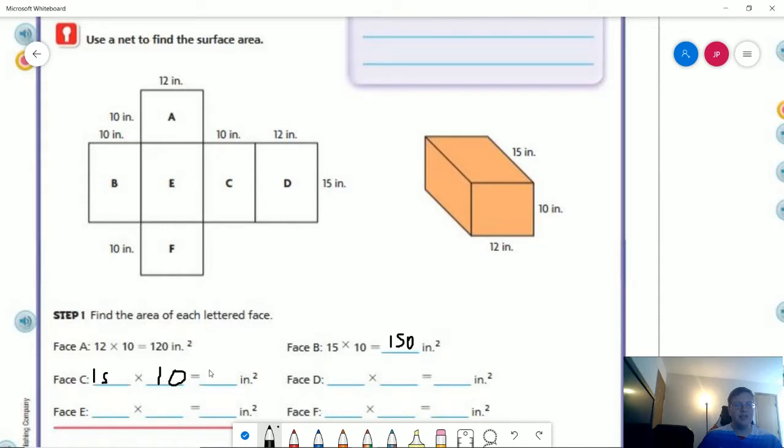And again, if you need to pause the video while we're doing this so you can keep up, that's perfectly fine. Part D is going to give us 15 times 12. Or I'm sorry, I'm looking at a different version of this in the teacher's edition than what I have on the screen. So let me make sure I'm paying close attention here. Part D is actually going to be 15 times 12, and that should give us 180.